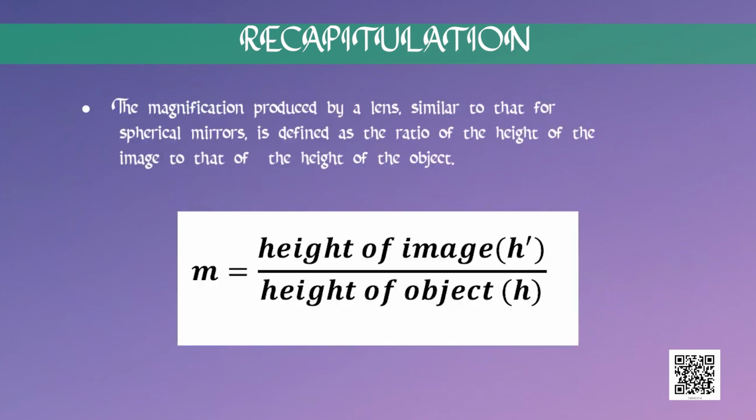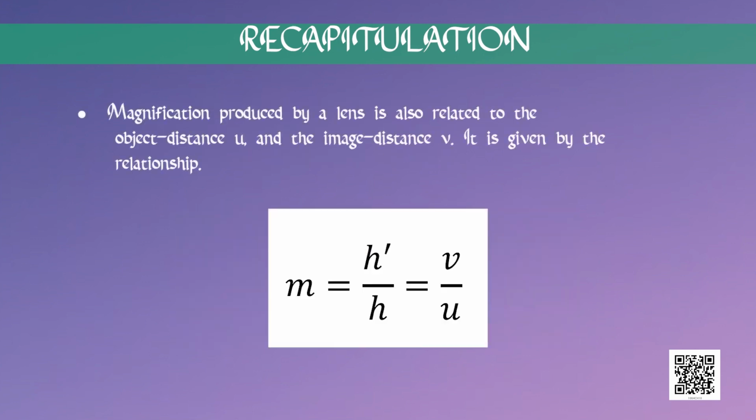The magnification produced by a lens, similar to that for a spherical mirror, is defined as the ratio of the height of the image to that of the height of the object. m is equal to height of image h dash upon height of object h. Magnification produced by a lens is also related to the object distance u and the image distance v. It is given by the relationship m equal to h dash upon h equal to v upon u.